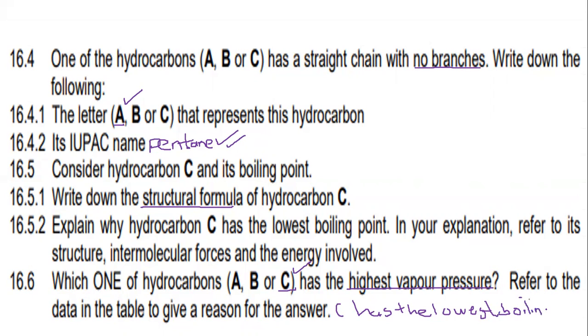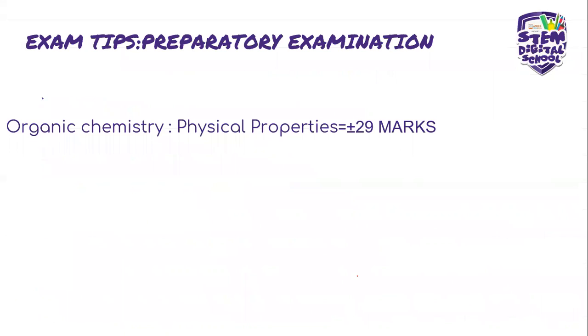Then the last question for the day, it's that 16.5.2 that I said we'll just come back to. So this is definitely 2 marks, 1 mark for the reason and 1 mark for identifying the hydrocarbon with the highest vapor pressure. So here in 16.5.2, remember we were required to explain why C has the lowest boiling point than all of them. And we must refer to structure, intermolecular forces, as well as the energy.